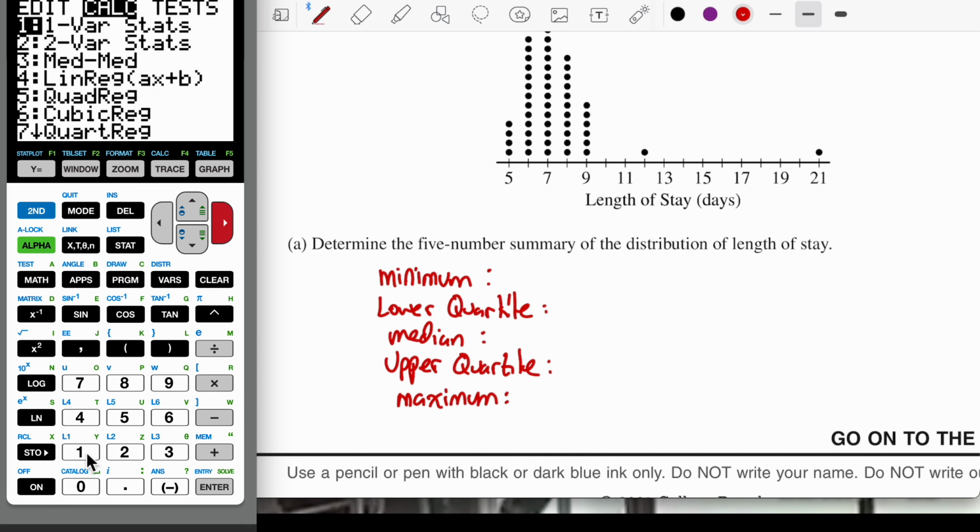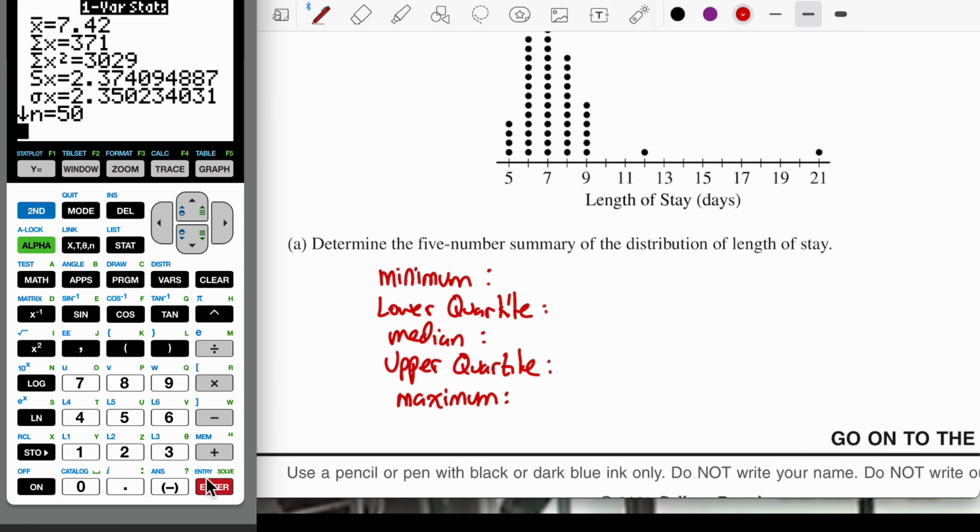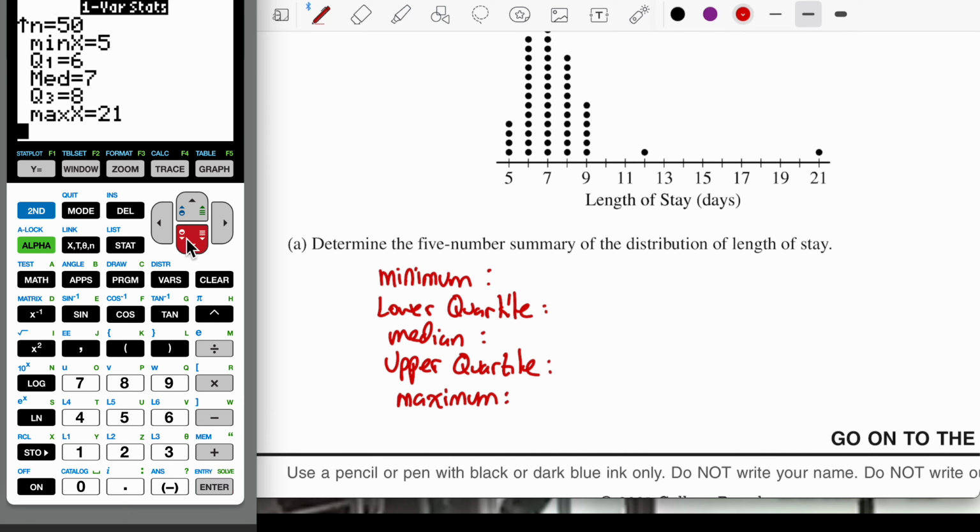All right. So stat, I have my data in. Calc option 1. None of this gets written down. My list is in L1. My frequency values are in L2. So I'm going to tell the calculator L2, and I'm going to go to calculate. You have to hit the down arrow in order to get your 5-number summary. So 5, 6, 7, 8, and 21.